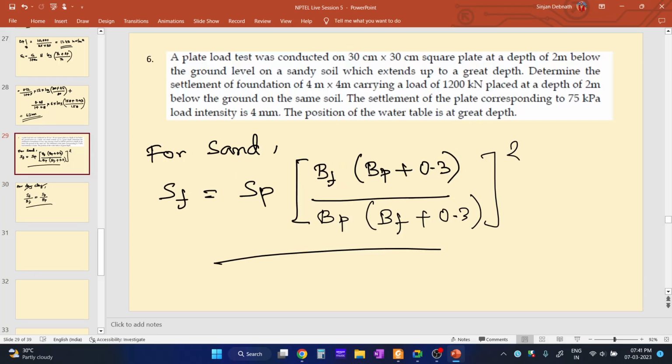So in the question, what is it? It is sandy soil, so we'll use this equation. We need to find out the settlement of a 4 by 4 meter footing carrying a load of 1200 kilonewton.